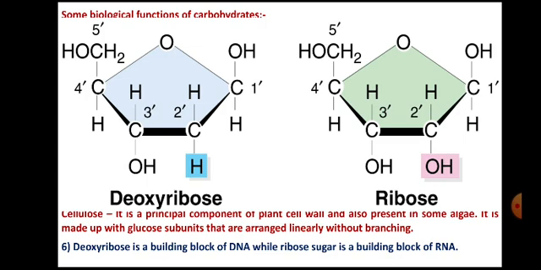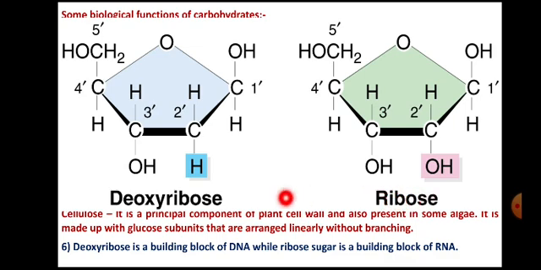Whereas if you compare the structure with deoxyribose sugar, as the name indicates, deoxy, it indicates absence of oxygen at position number 2. So the positions are highlighted here. Here there is absence of oxygen, so it is H and H. In case of ribose it is H and OH, and that is the reason why this is called deoxyribose.